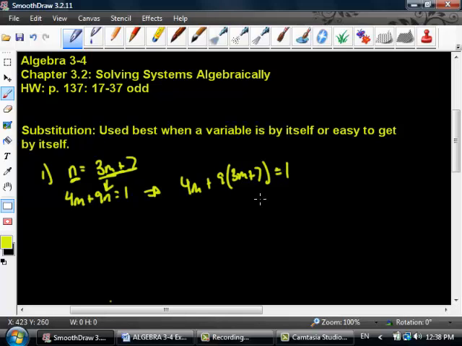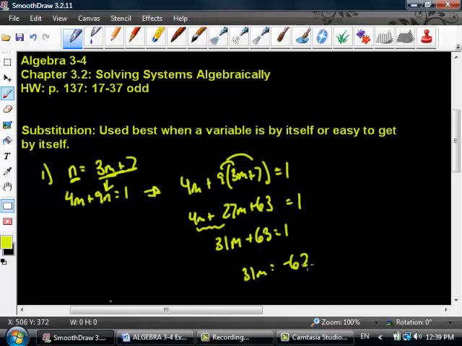And now I go ahead and solve for m. Distribute: 27m plus 63. 4m plus that equals 1. I'm going to combine my like terms. 27 plus this thing is 31. 31m plus 63 equals 1. 31m equals negative 62. m equals negative 2.